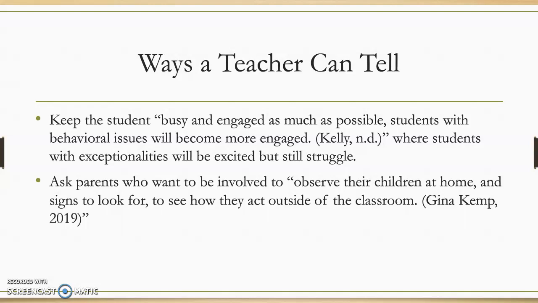Ways a teacher can tell are to keep the student busy and engaged as much as possible and make sure to include their learning styles and how they learn best in the lesson plan. This will help because students with behavioral issues will most likely become more engaged, have a more positive attitude, and maybe even be more likely to work with groups, whereas students with exceptionalities will be excited and intrigued, but they're still going to struggle because that exceptionality doesn't just go away because they're feeling good about something.